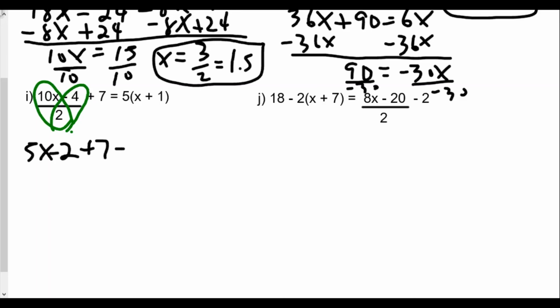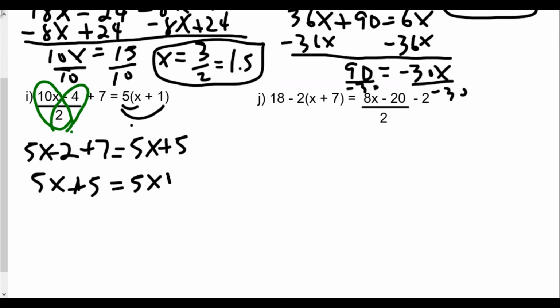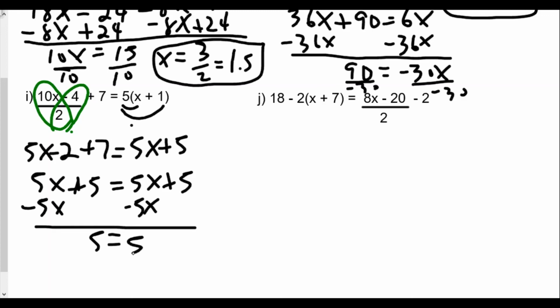We add 7 to both, and 7 plus 7. Distribute here with the 5. So we have 5x plus 5. So now we have in this case 5x, and we have plus 5 equals 5x plus 5. Wait a minute here. The left side is the same as the right side. If we subtract the 5x on both sides, we would get 5 equals 5, which is true no matter what. So what it comes down to is, this is an example of an identity.